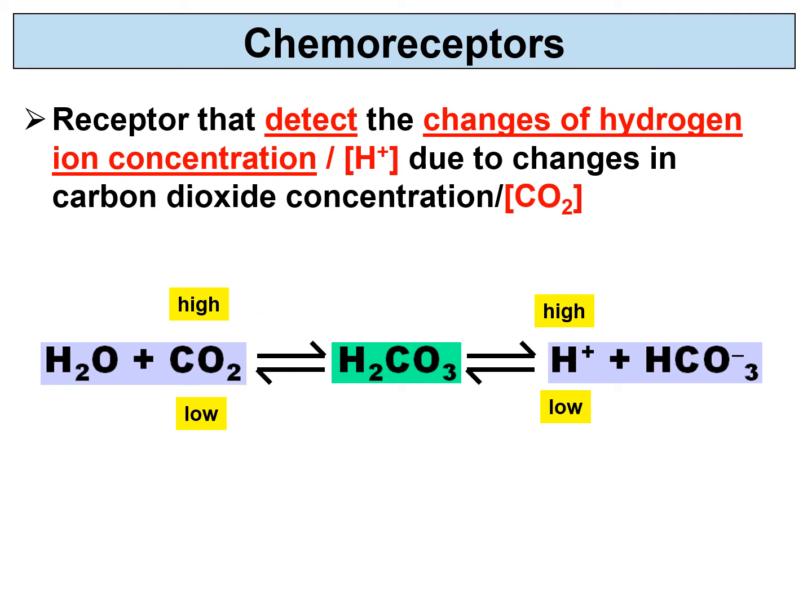While with the chemoreceptor, the previous one was the stretch receptor, which detects the expansion of the alveoli and the bronchioles. But this time, the receptor is the chemoreceptor, a receptor that detects changes of hydrogen ion concentration. Again, why does hydrogen ion increase? Because the concentration of carbon dioxide also increases.